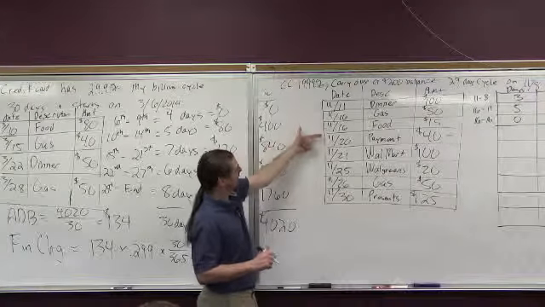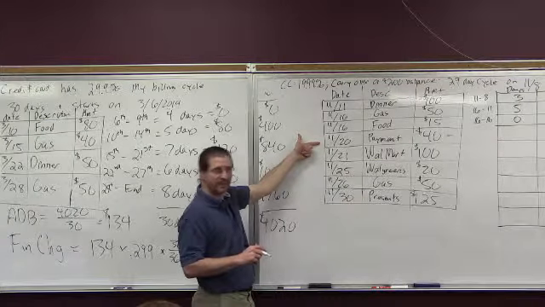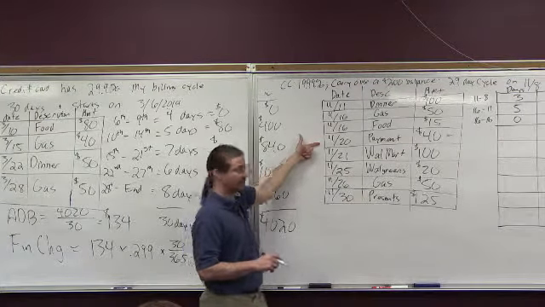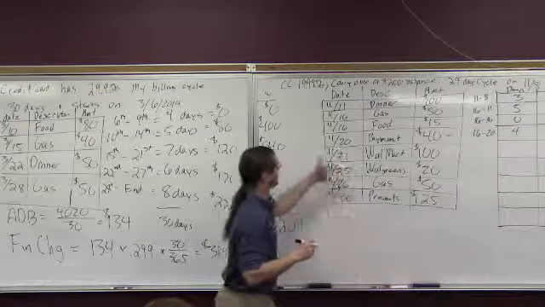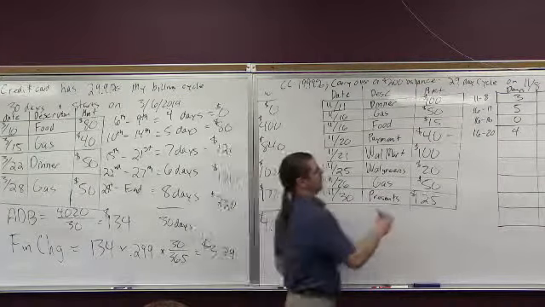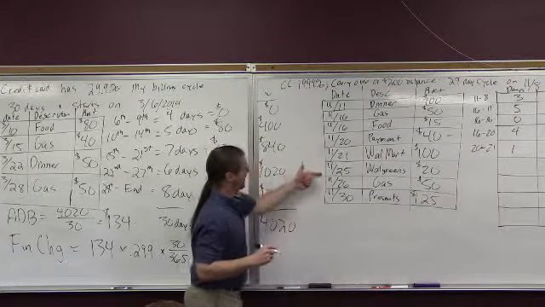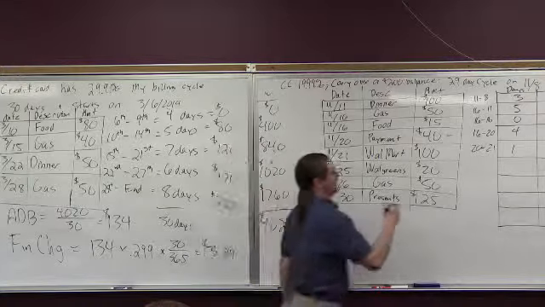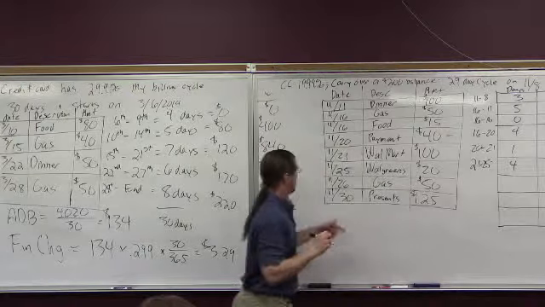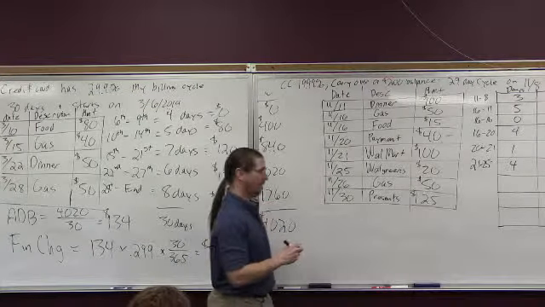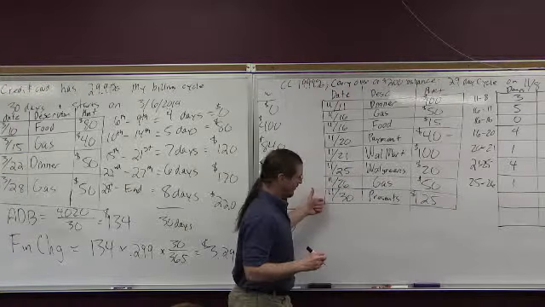So what are the next two numbers? 16 and 20. What's my next number of days? 4. What's my next day? 20 to 21, so it's 1. What's my next day? 21 to 25, 4. What's my next day? 1. See, this is 1. 4. 4.